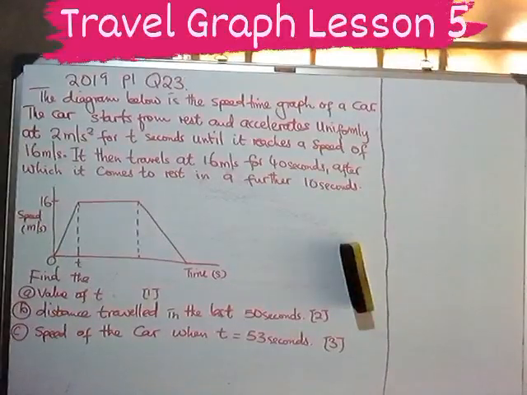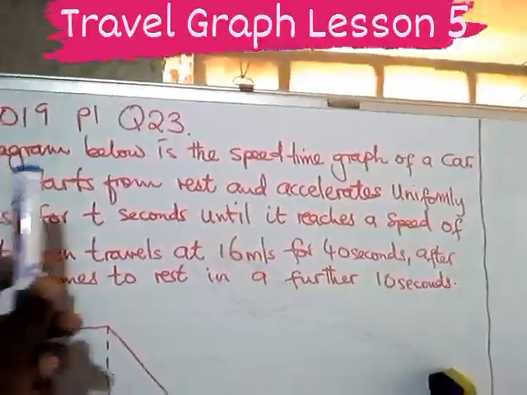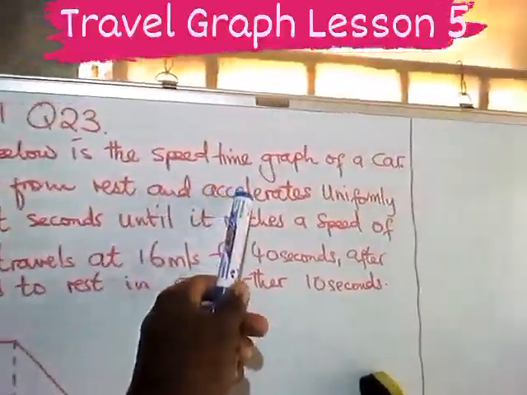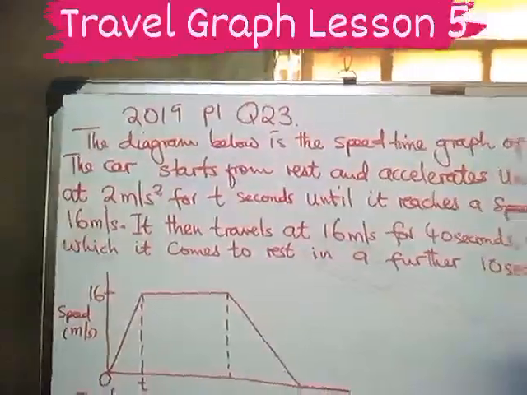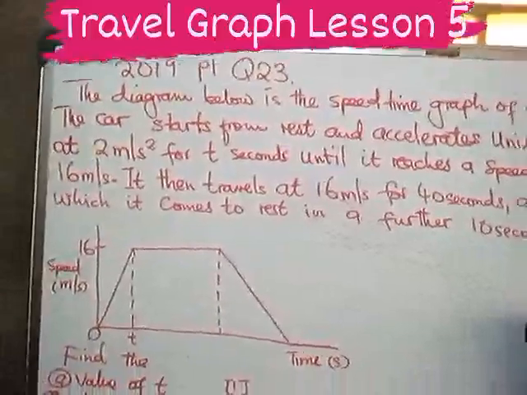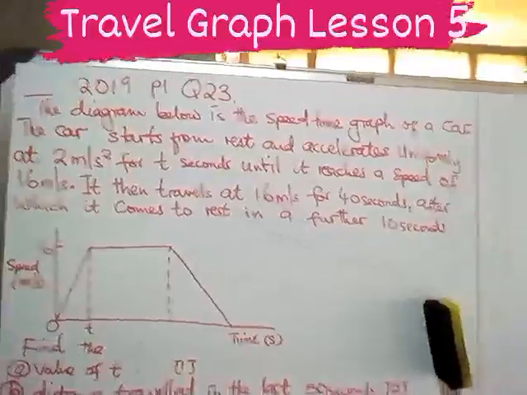So now we look at another exam question, and this one comes from 2019, paper 1, question number 23. The question is, the diagram below is the speed time graph of a car. The car starts from rest and accelerates uniformly at 2 meters per second squared for t seconds until it reaches a speed of 16 meters per second.